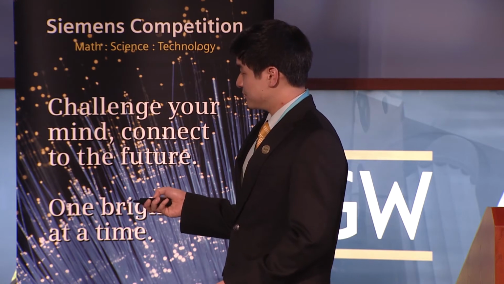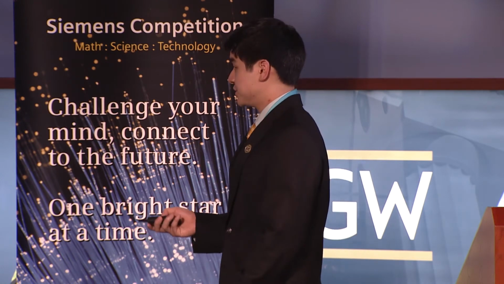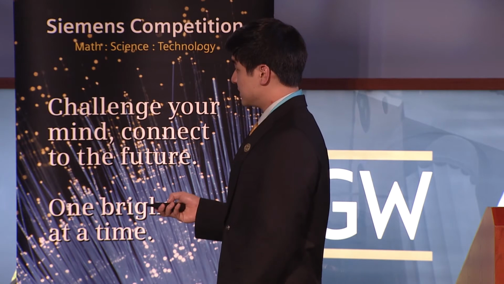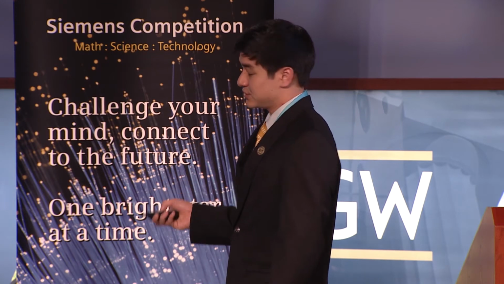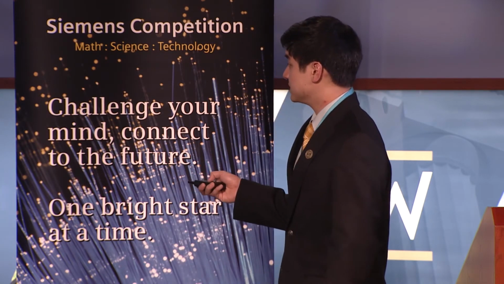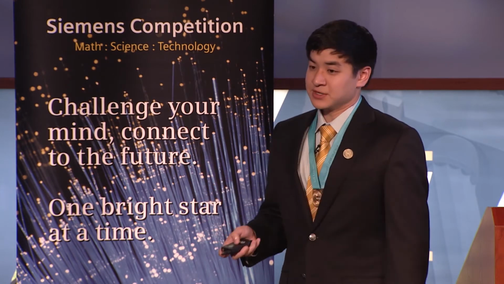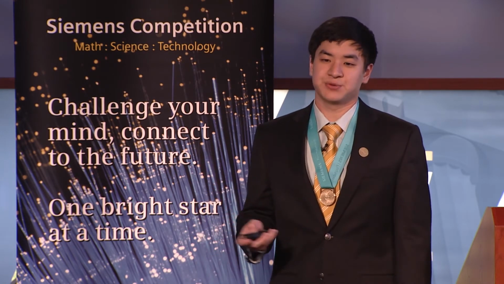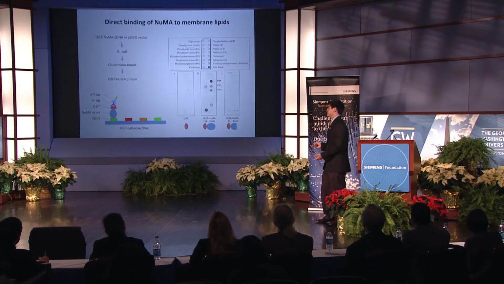However, this region of NuMA, 1981 to 2060, which was shown to bind to the membrane, showed significant binding to membrane lipids such as phosphatidic acid, PIPs, cardiolipin, and sulfatide. This shows that NuMA can actually associate with the membrane through direct binding to membrane lipids.